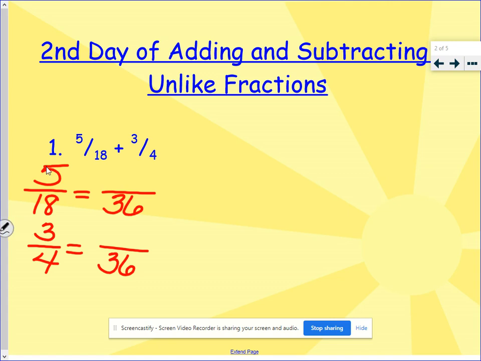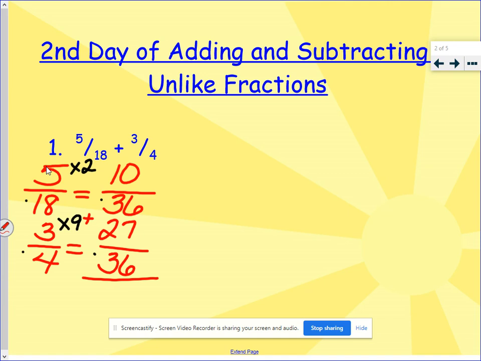And then we ask ourselves, what times 18 gives us 36? It would be a multiplication of 2. So what we do to our denominator, we do to our numerator. And 5 times 2 is 10. Then we ask ourselves, what times 4 gives us 36? And we say that is a multiplication of 9. So what we did to our denominator, we now do to our numerator. And 3 times 9 is 27.